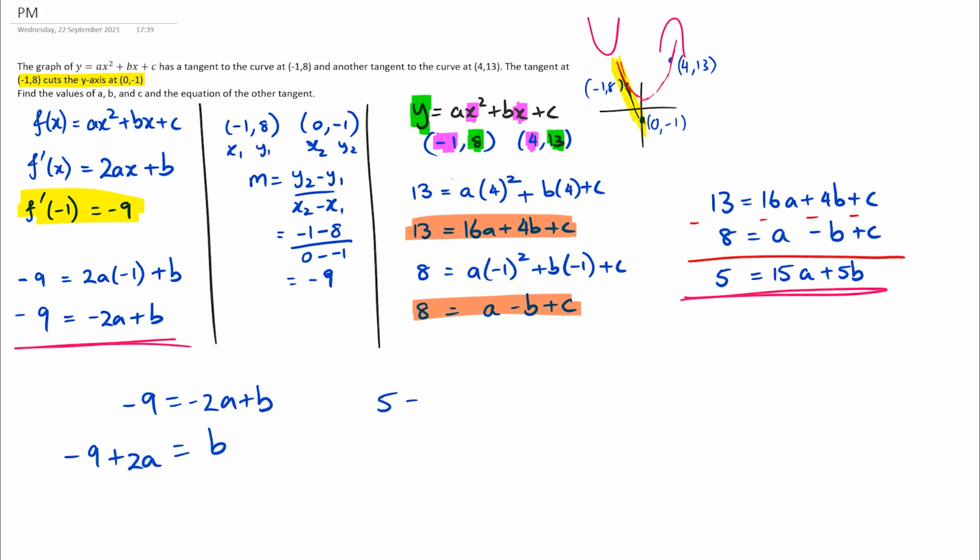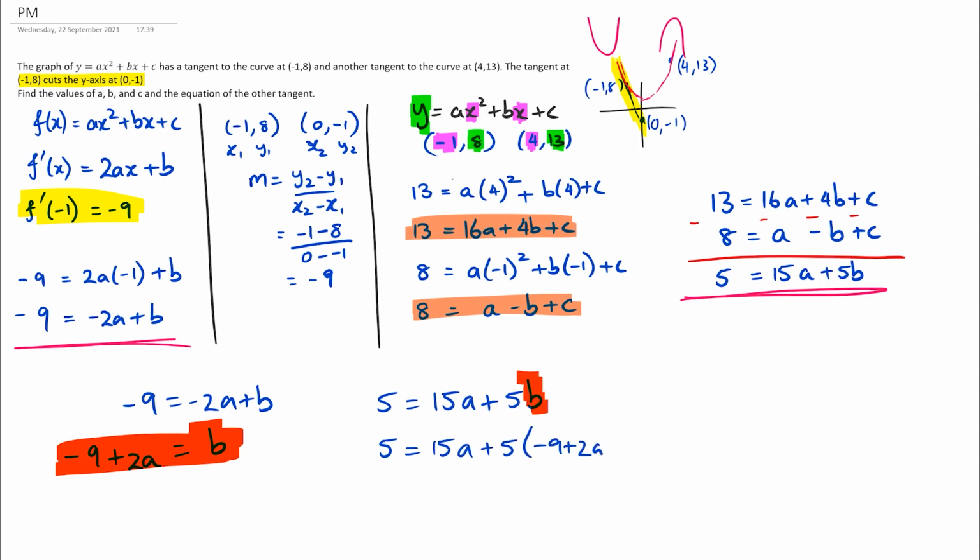the second equation. I've got 5 equals 15a plus 5b, and because I need a different color, what haven't I used before? Red. And because b is equal to this entire thing there, I'm going to get rid of the b, and I'm going to write this as 5 is equal to 15a plus 5 times (-9 plus 2a). So expanding the brackets out, I'm going to get 15a, 5 times -9 is -45, 5 times 2a is 10a, and what I've got here is 25a.